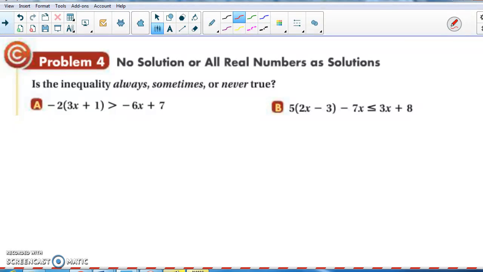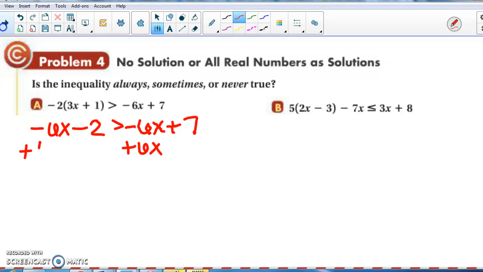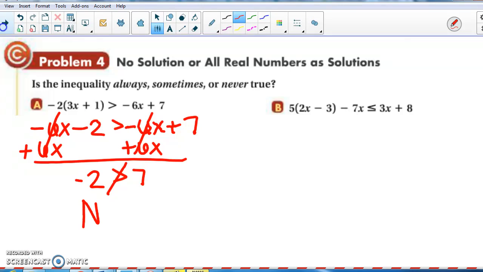Problem 4, no solution or all real numbers as solutions. Is the inequality always, sometimes, or never true? Just like we were doing with equations, we have to simplify first. So we get negative 6x minus 2 is greater than negative 6x plus 7. Add 6x. Negative 2 is greater than 7. Is negative 2 greater than 7? No. So this is never true.